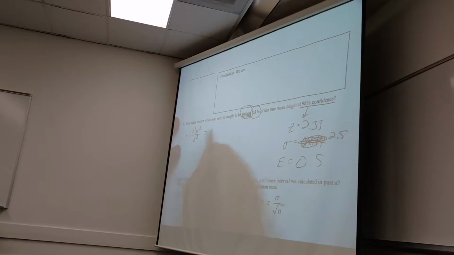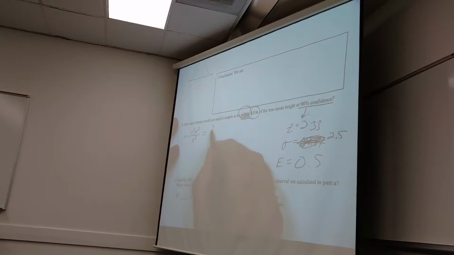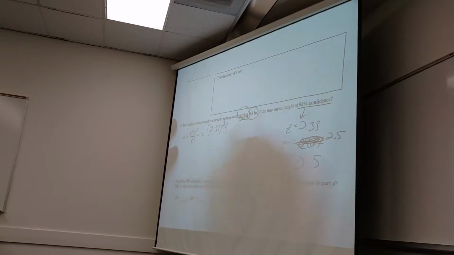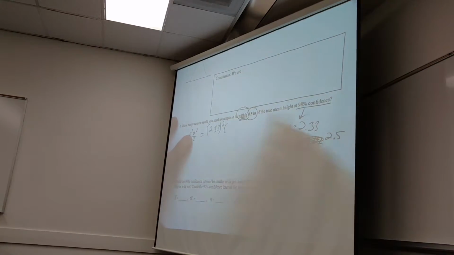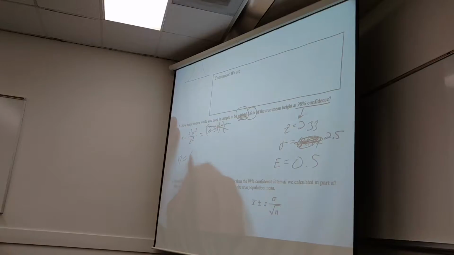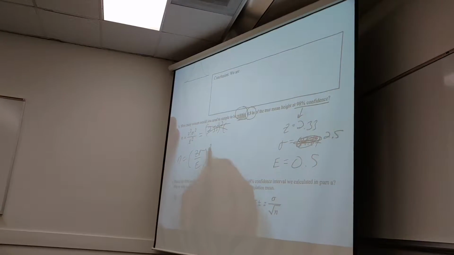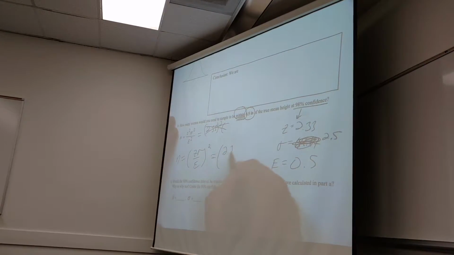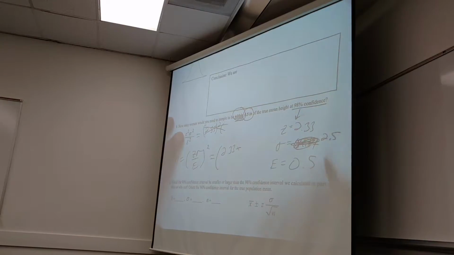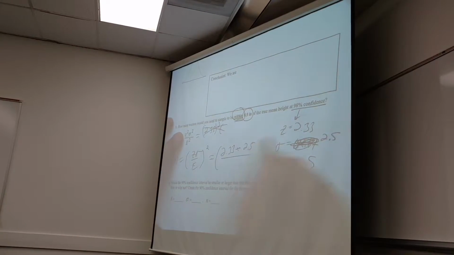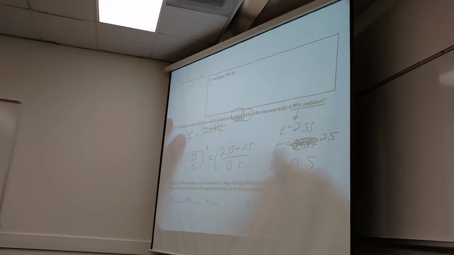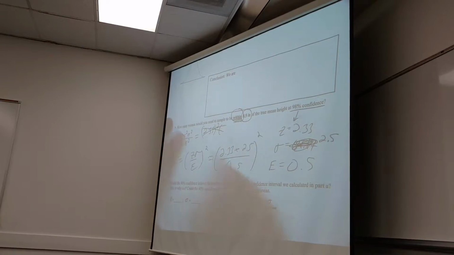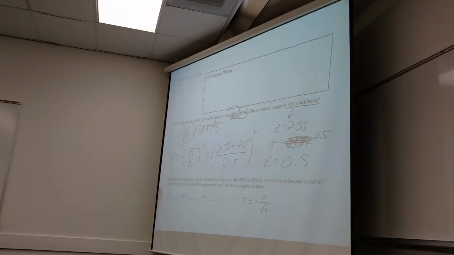So now I just plug and chug. What's the z-score? 2.33. Standard deviation? 2.5. To be honest, it's better probably to do this. You can do it either way you want to. So 2.33 times 2.5 divided by 0.5, and then all that squared. Or you could do this way, whichever way is easier for you.